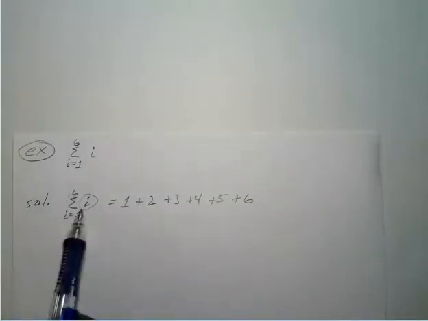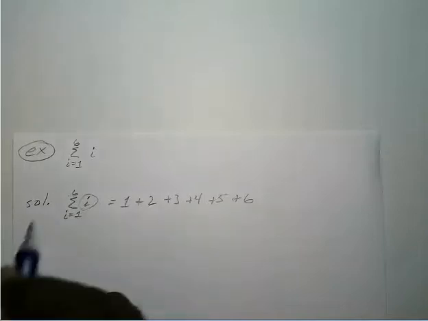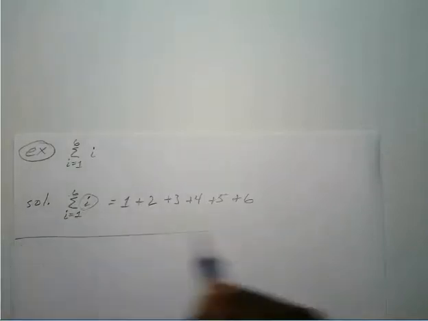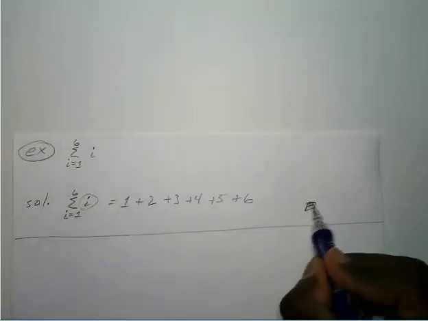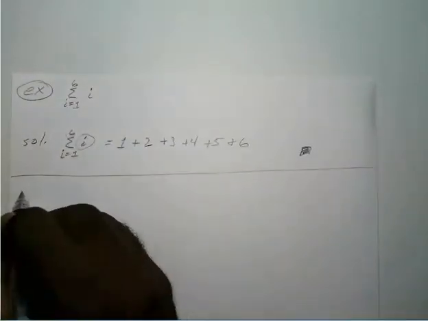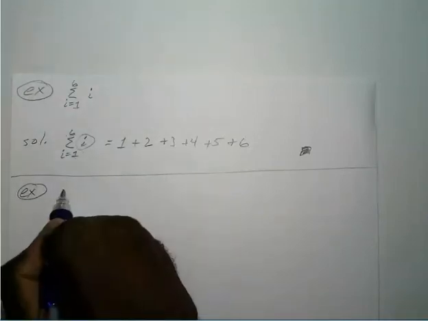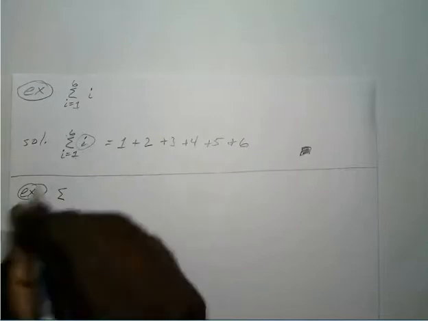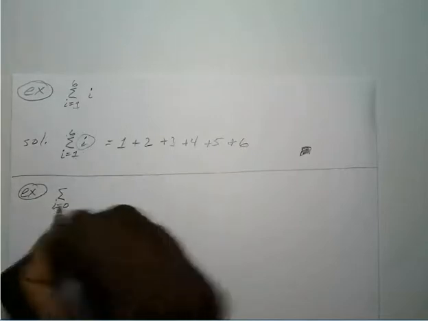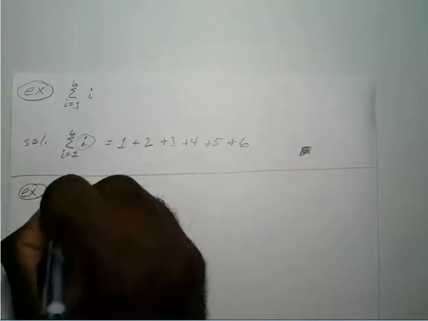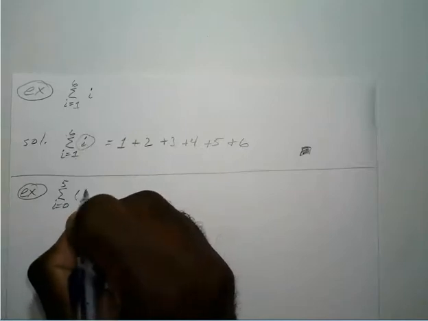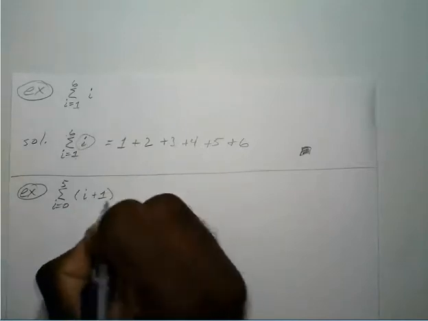Okay, so that's how you would write out, I guess you could say, the expanded version of your sigma notation or your summation. Okay, so we're done with that problem there. All right, let's move on up to another example. Okay, let's say we have the summation from i equals 0 to 5 of i plus 1.